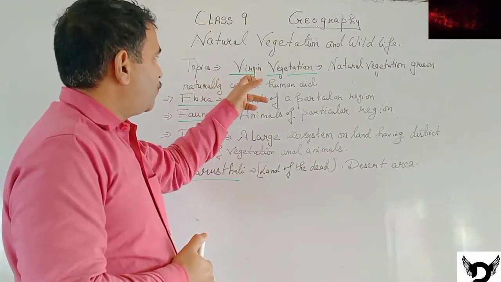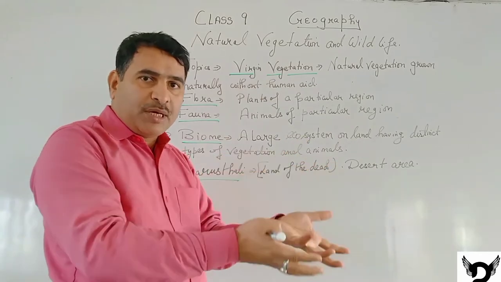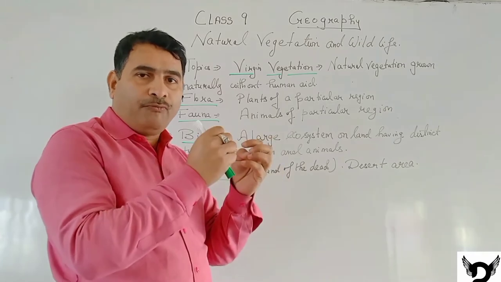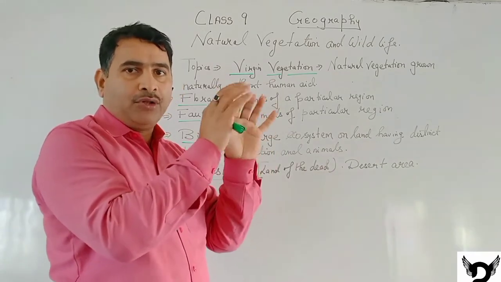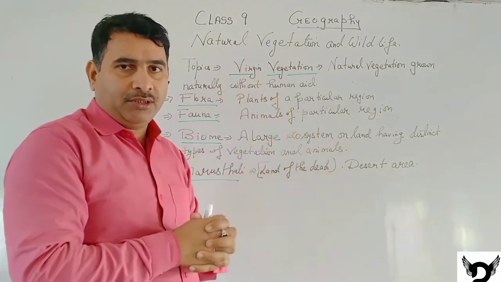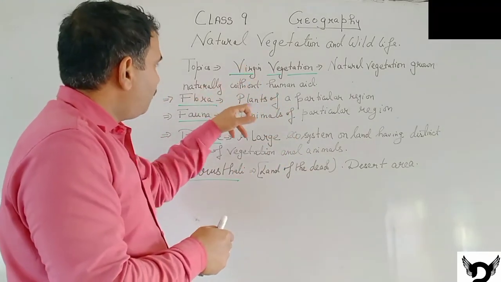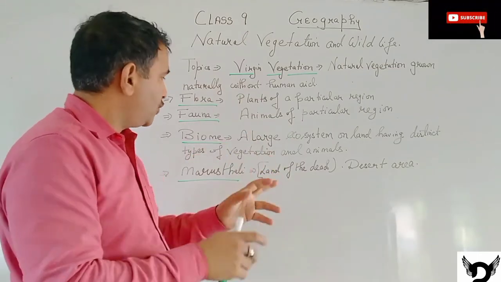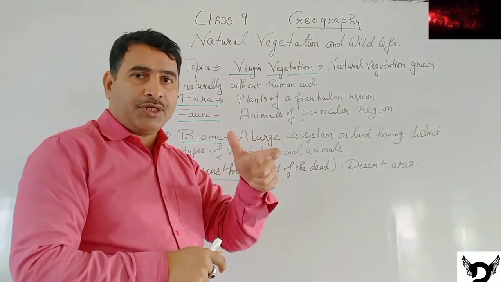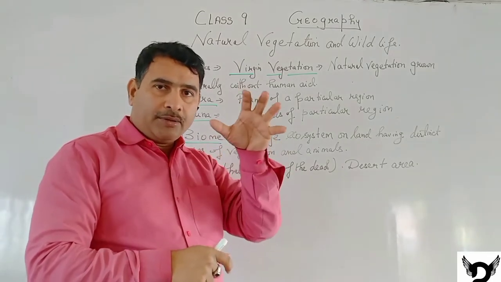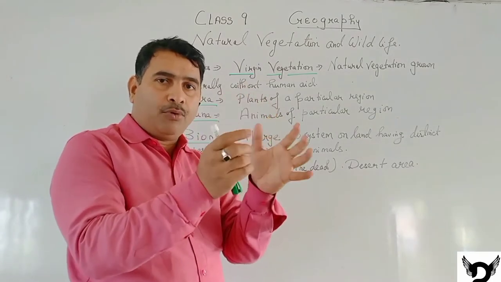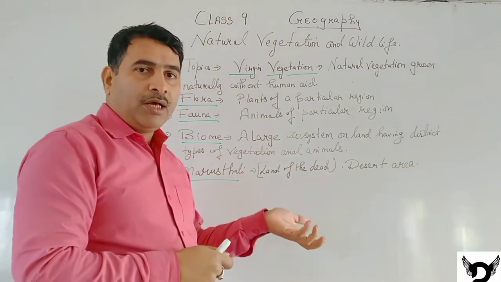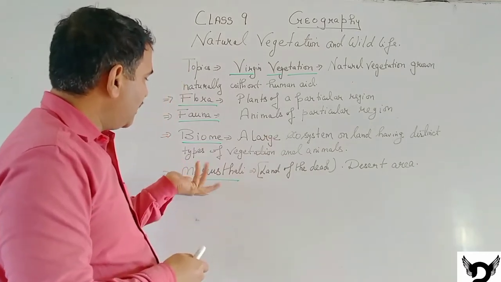So the topic is vegetation. Vegetation which takes place without any human aid, without the help of humans. Those plants which grow by themselves on this earth are known as natural vegetation. Flora means plant type or group in a particular area. Fauna means animal groups. Biodiversity, ecosystem. The place where animals and plants both live together is known as a biome.